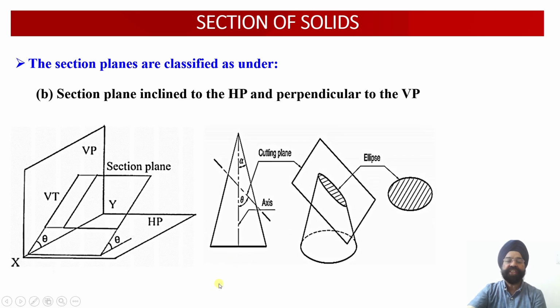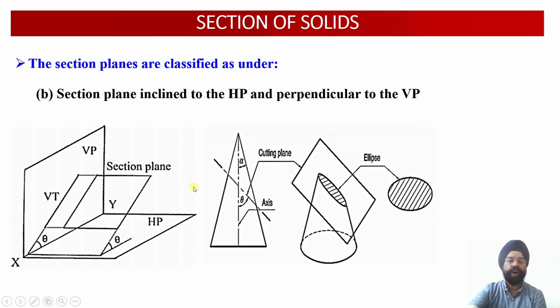So this section top view will not be the true shape. Why will this section top view not be the true shape? Because the cut section happens to be inclined to the horizontal plane. So the projection of this cut section on the horizontal plane will be the apparent shape. And what if I have to obtain the true shape of this cut section?